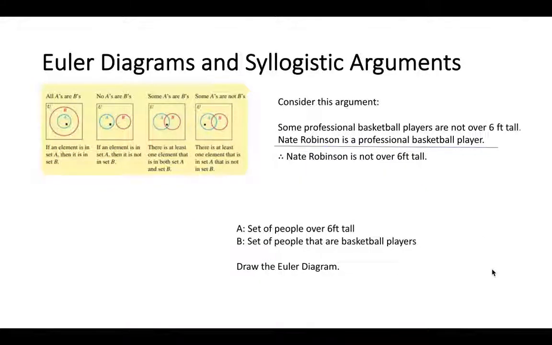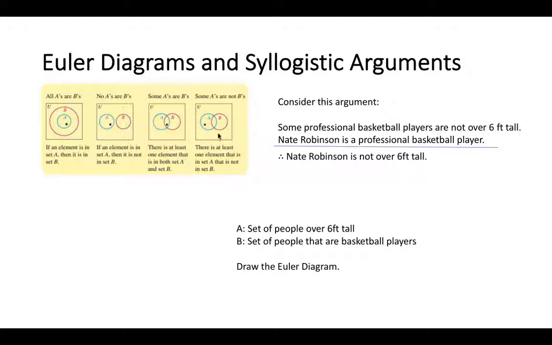Okay, let's look at another example. Some professional basketball players are not over 6 feet tall. Nate Robinson is a professional basketball player. Therefore, Nate Robinson is not over 6 feet tall. Okay, first we set our sets. So we're going to call set A our set of people over 6 feet tall, and set B the set of people that are basketball players.